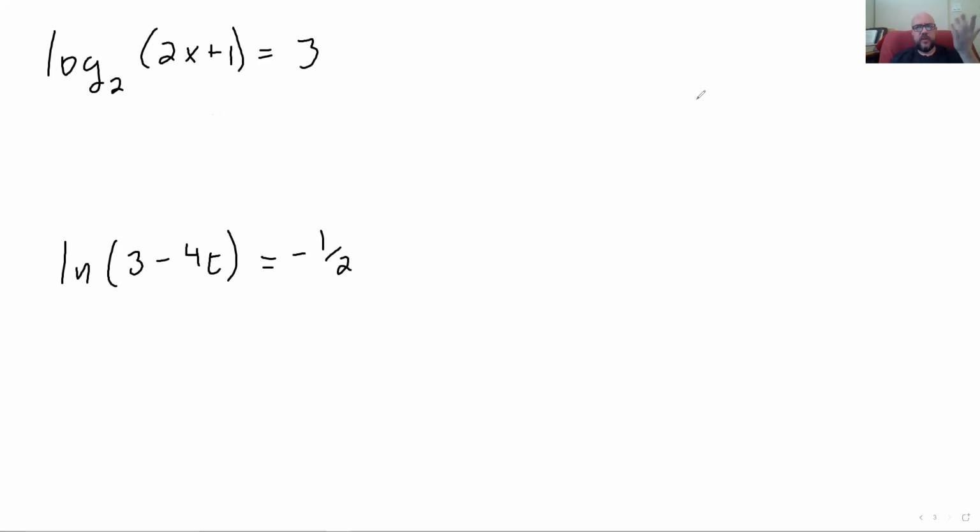Basically, the trick is to turn them into exponential form and then solve. That really is basically what we're going to do here. So I'm solving log base 2 of 2x plus 1 equals 3. I'm going to switch this to exponential form. So remember that this says that 2 to the 3 is the thing inside. So switching forms gives me 2 to the 3 equals 2x plus 1.